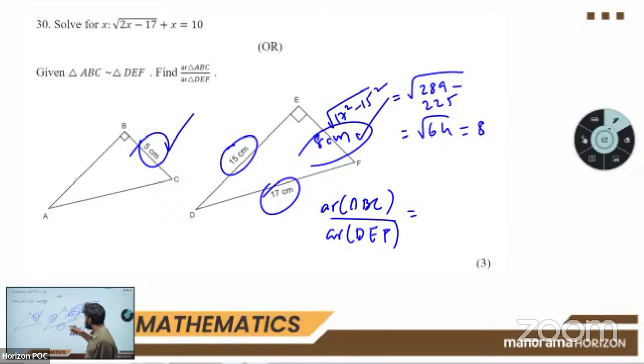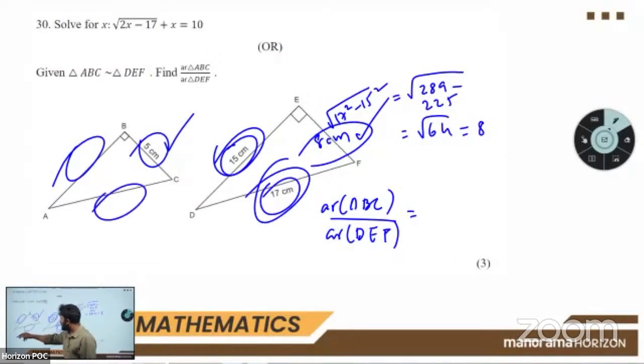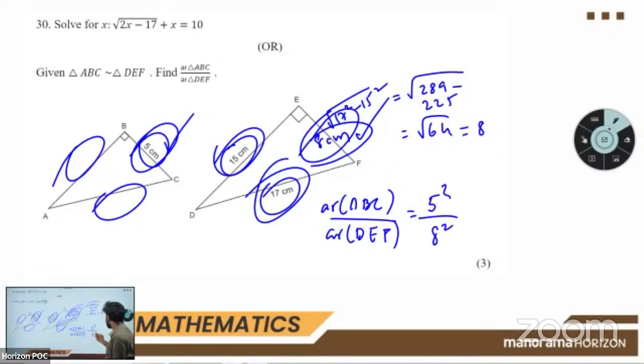I know this 5 and I know this 8. I have this 15, but I don't have this one. I have this 17. I don't have this side, but I only have this corresponding as 5 and 8. So what do you have to do? You have to take it as 5 square by 8 square, or that is nothing but 25 by 64.